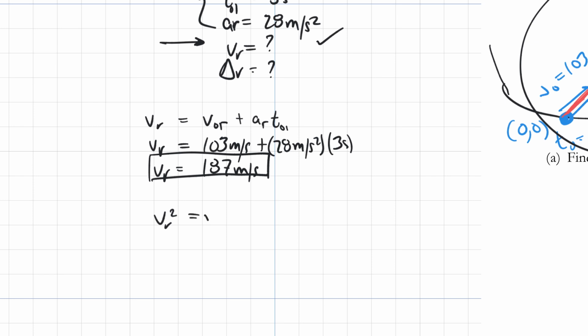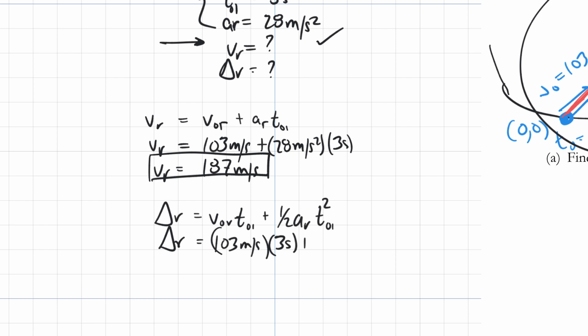This would be the standard way to do it, right? If you have time, delta R equals V naught R times T 0, 1 plus 1/2 A R times T from 0, 1 squared. Let's do it that way. It's not the way I did it on my key, but whatever. V naught in the R is 103 meters per second times the time, which is 3 seconds, plus 1/2 A in the R, which is 28 meters per second squared, times that time, which is 3 seconds squared.